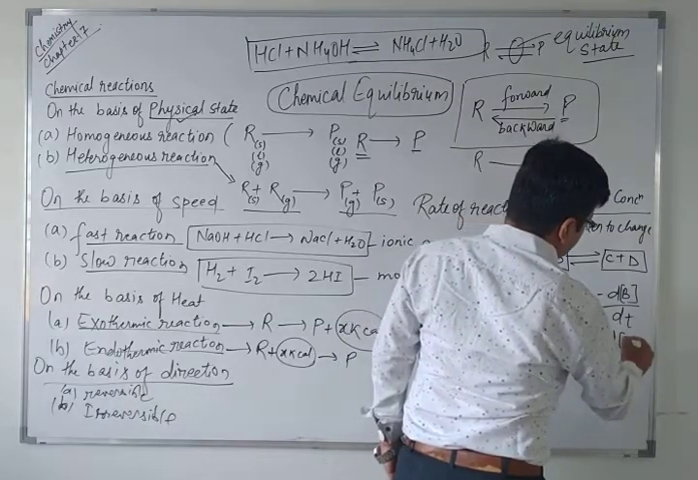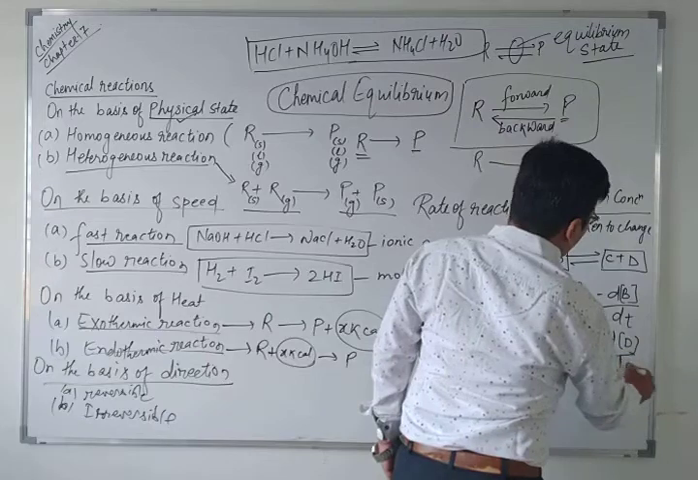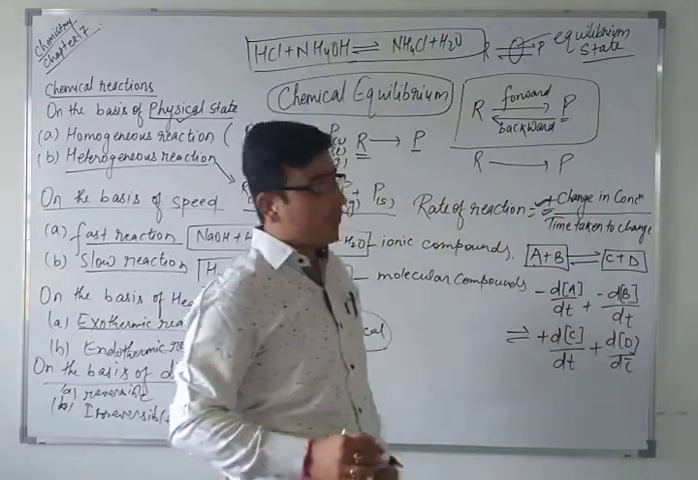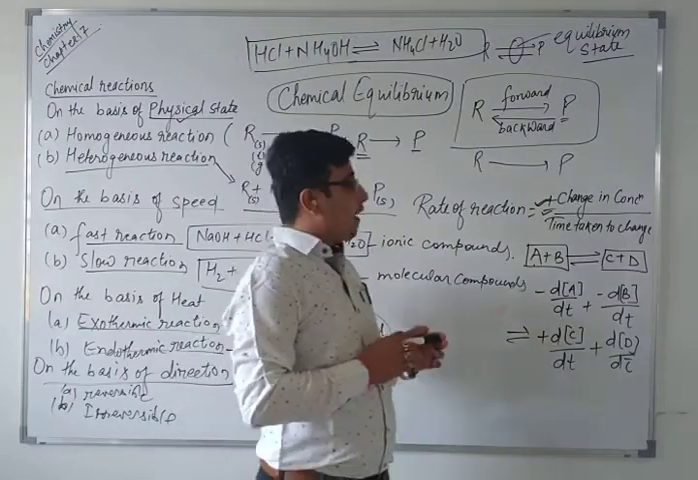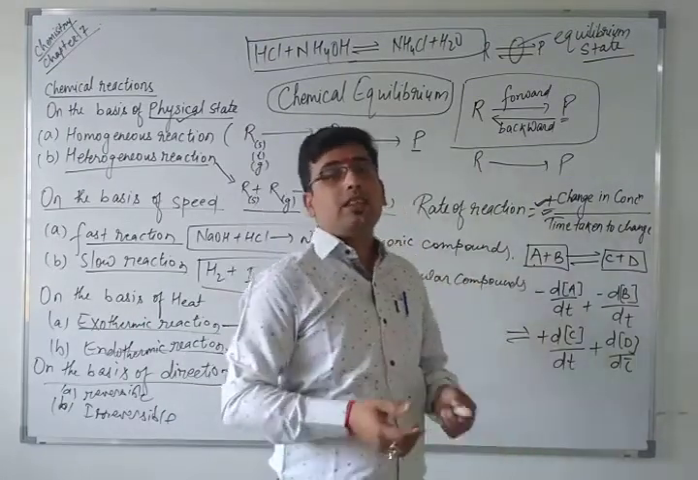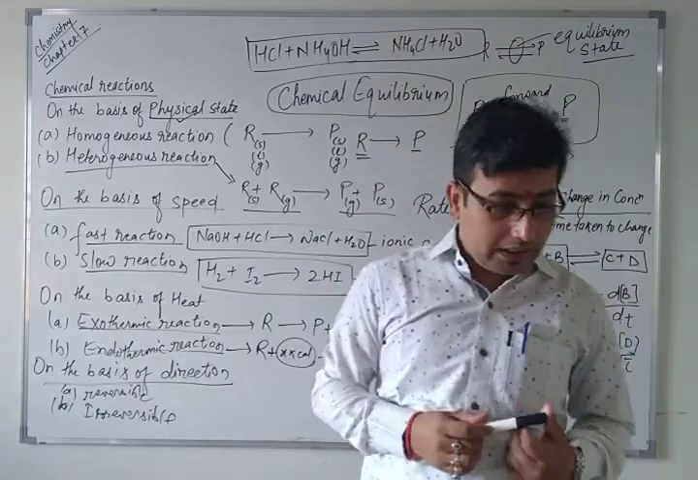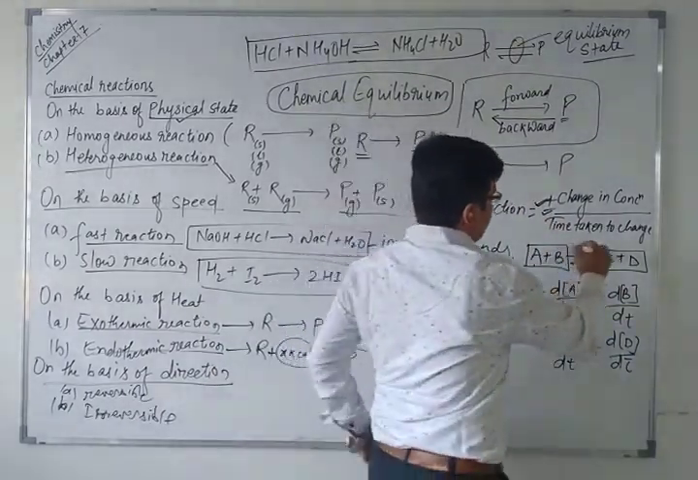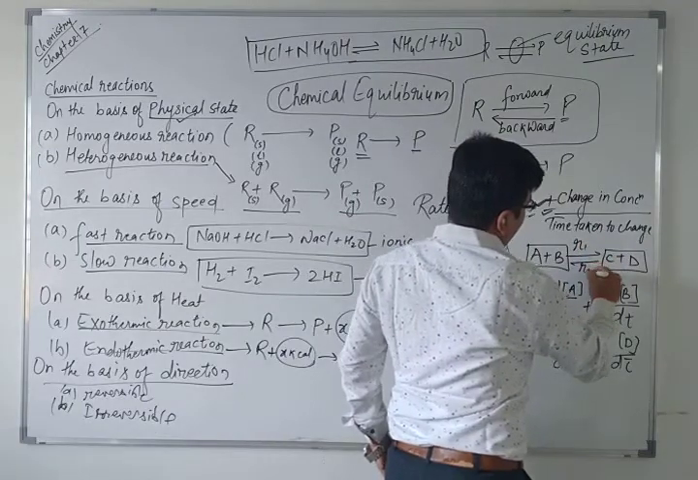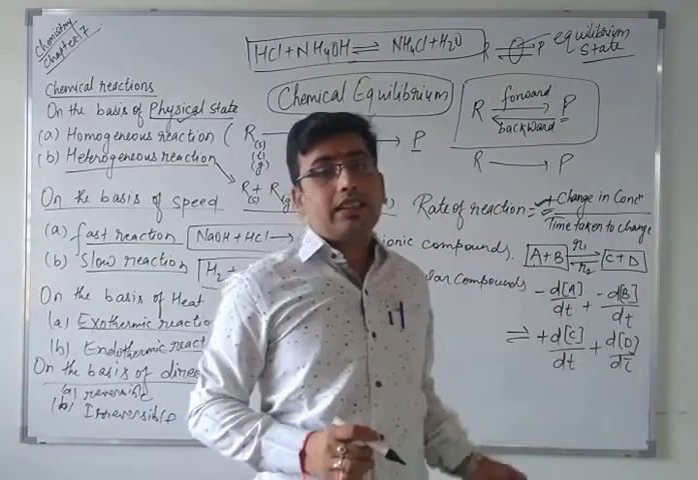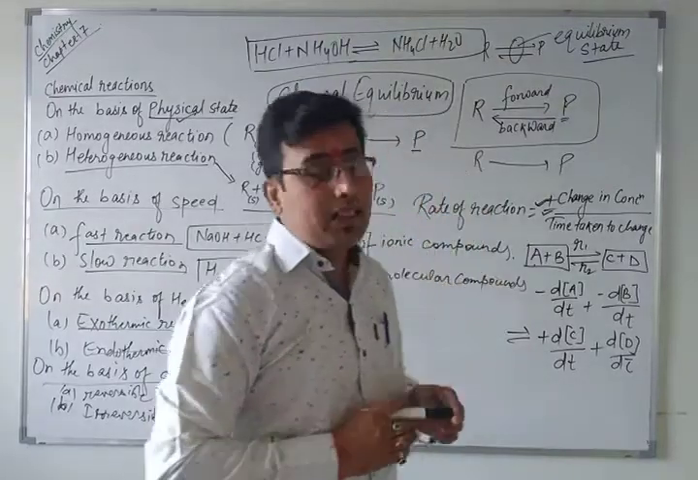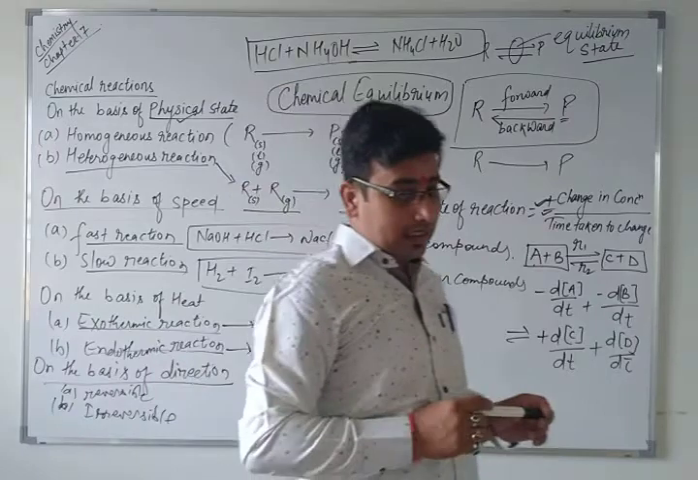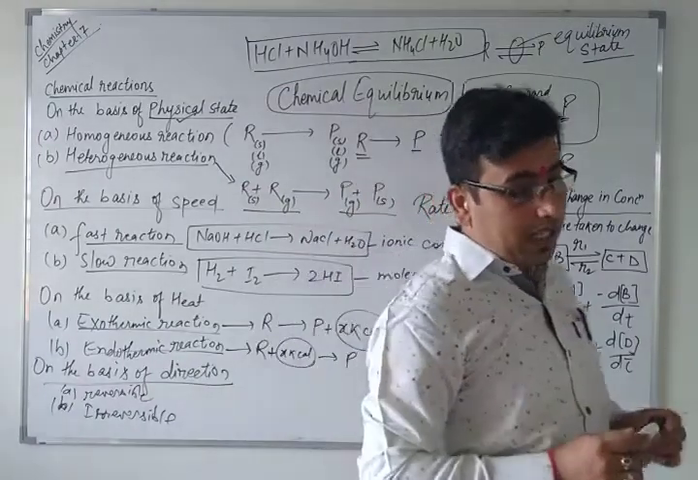Why am I telling you all these things? As this is a chemical equilibrium, the reactant concentration decreases and the product concentration increases. I will tell you why the rates of reaction are here. If there is a rate of reaction R1 here and a rate of reaction R2 here, then in the forward direction there will be a plus in concentration and in the backward direction there will be a minus in concentration, meaning the rate of forward and backward.